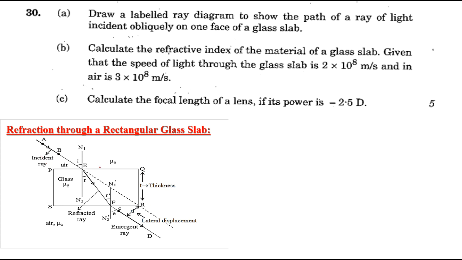You can see here this is a glass slab, and you have to draw the same diagram in your exams also. Now moving further, we want to solve part B, that is, calculate the refractive index of the material of the glass slab, given that the speed of light through this glass slab is 2 into 10 to the power 8 meters per second, and in air it is 3 into 10 to the power 8 meters per second. To calculate this, first of all we will write whatever things are given.